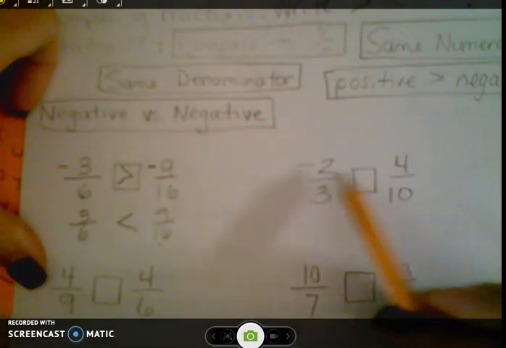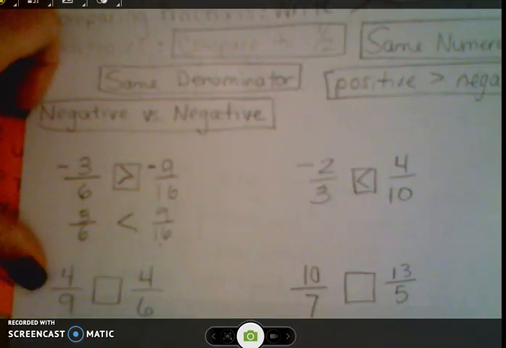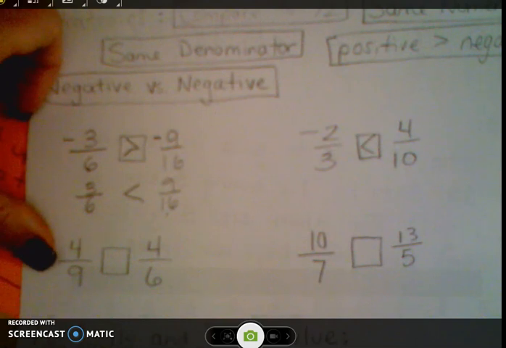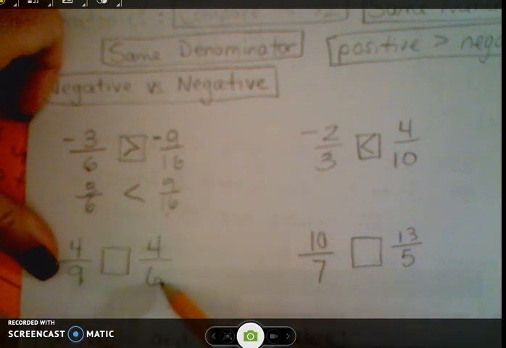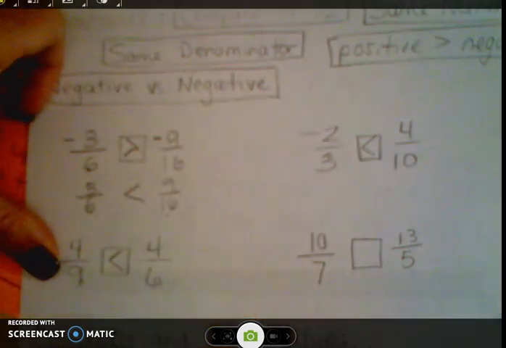The next one is a positive versus a negative. Positive is always greater than negative. That's an easy one. This one has the same numerator, so when we're talking about same numerator fractions, you want to think about the size of the piece. If I get 4 pieces of a pizza cut in 9 slices versus 4 slices of a pizza cut in 6 slices, the sixths are going to be larger pieces. So even though I'm getting 4 pieces either way, 4/6 is greater than 4/9.